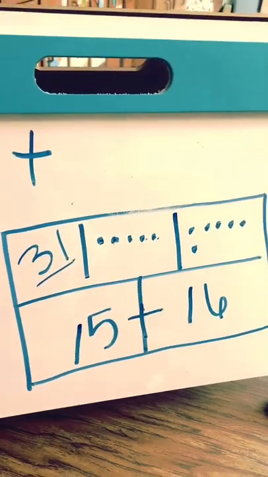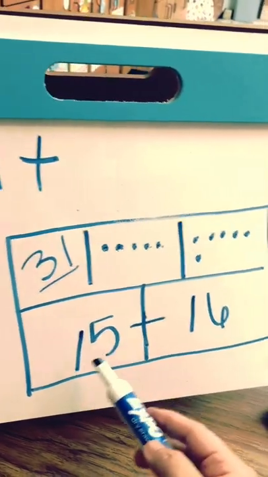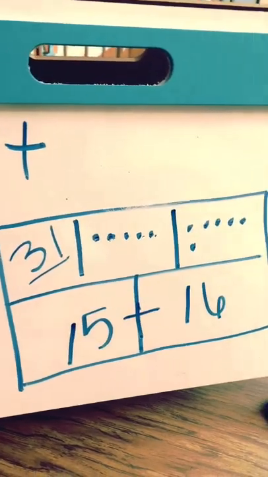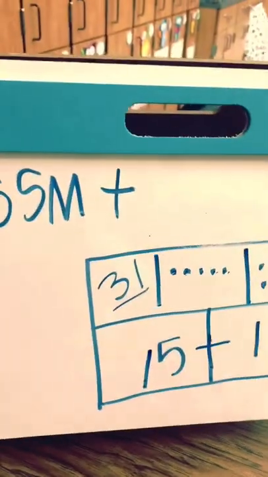Now we ask, is that reasonable? Sally had 15, Jake had 16. Is it reasonable to say that in all they have 31? Yes, it is. So check, we did it.